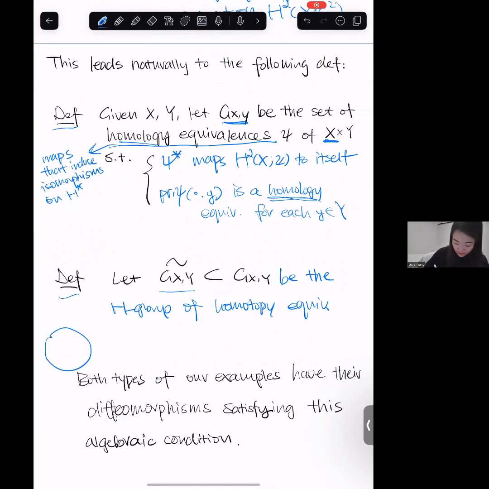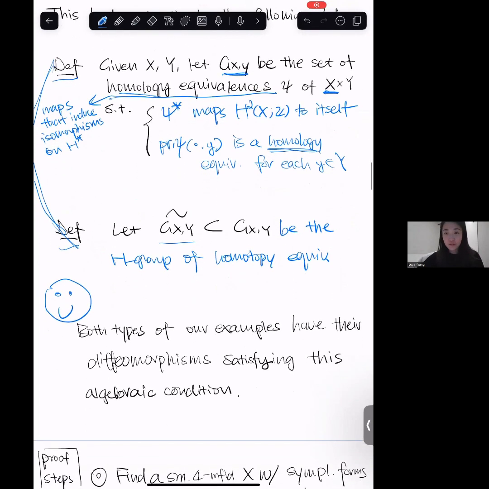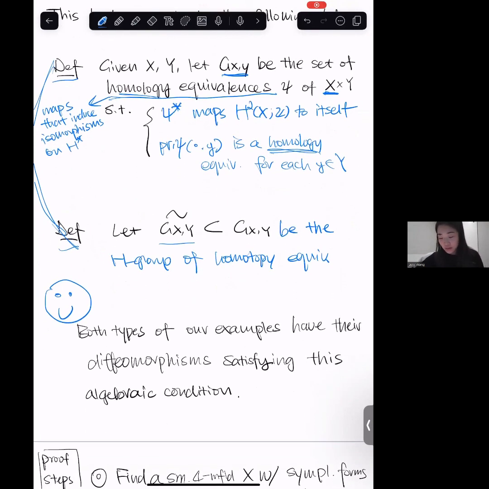And a good thing for our example, like I said before, is that both types of our examples have their diffeomorphisms satisfying these types of algebraic conditions. And you can think of it as saying something about your diffeomorphism being split.